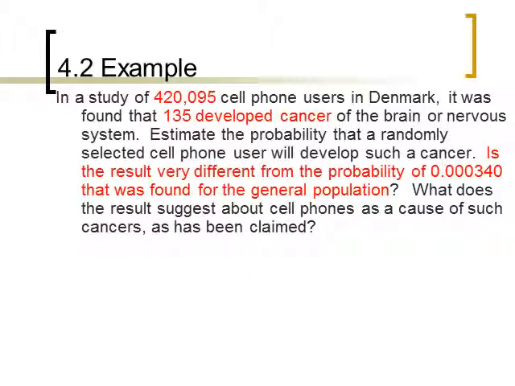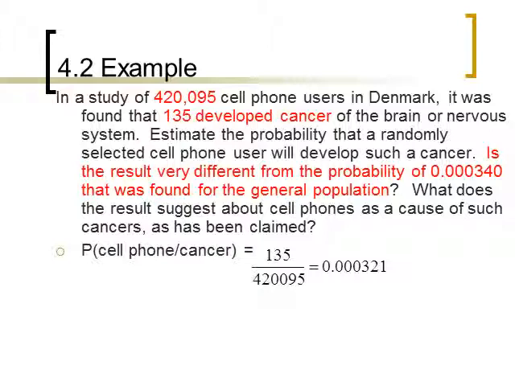So let's set up this classical probability. So what are we solving for? We're solving for the probability that a cell phone user gets cancer. I've highlighted in red the important numbers, so just search for the numbers in the problem. 135 developed cancer, so let's go ahead and put that in the numerator of our fraction. And the denominator, always search for the total. So in their study, they had a total of 420,095 total cell phone users.